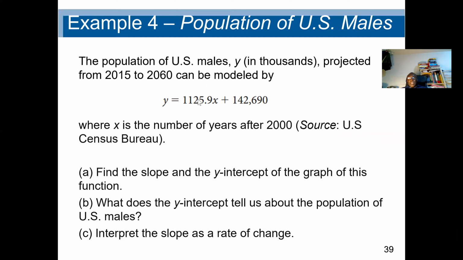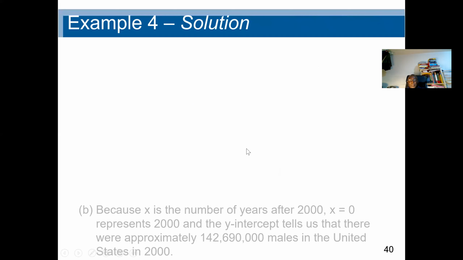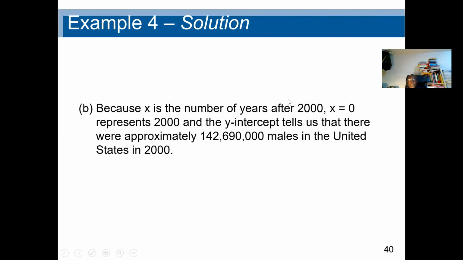So for the slope, just looking at the formula here, we can find the slope, which will be 11,925.9. The slope is always multiplied by the input x variable. And now they ask, what does the y-intercept tell us about the population of US males? The y-intercept is given as this. The y-intercept means when x equals 0. So we start from 2000, so that is the initial stage of the population. Because x is the number of years, we should solve the first one first.